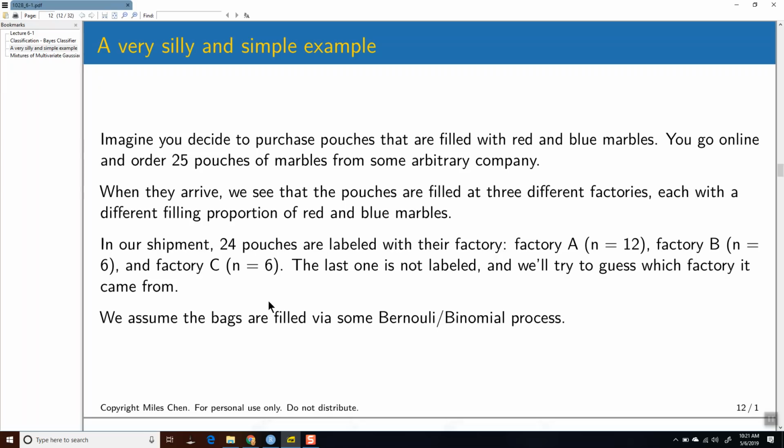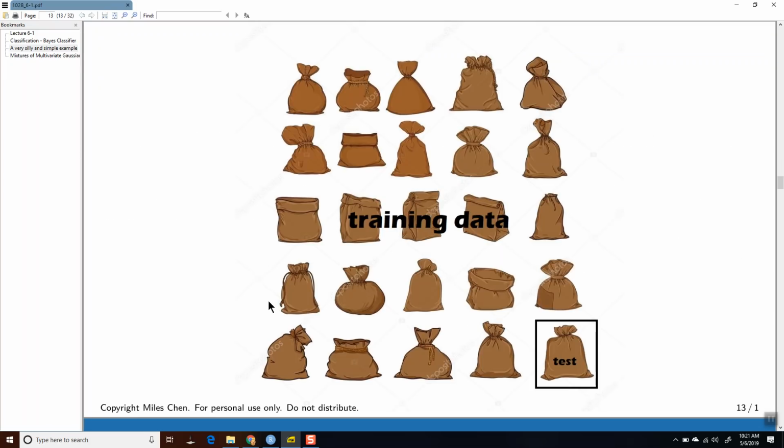And we're going to assume that when the pouches get filled with marbles, it's some kind of Bernoulli or binomial process. They're just randomly drawing red and blue marbles, and it fills the pouches. So this is what we're going to assume.